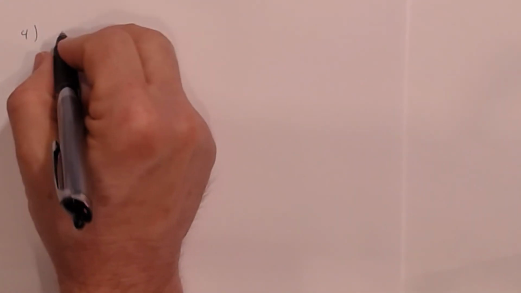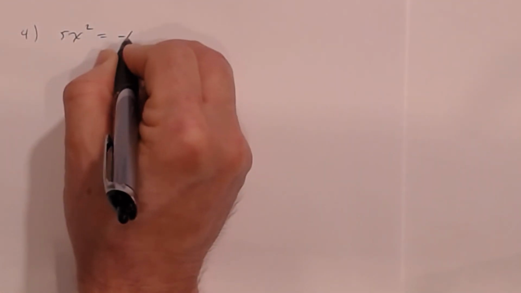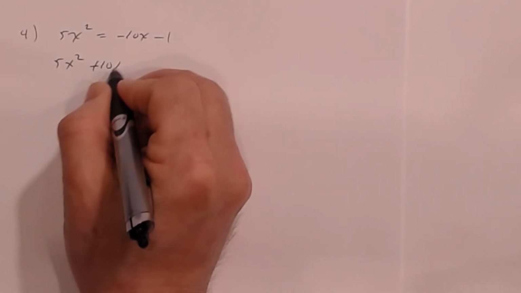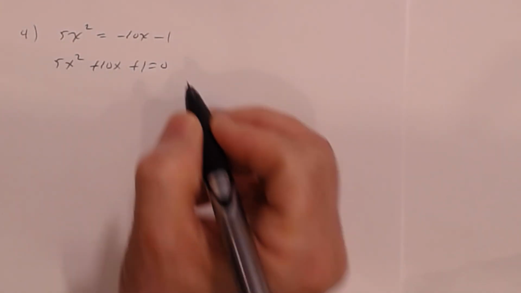All right, so let's see. We have this. All right, we have 5x squared equal negative 10x minus 1. All right, so let's put this in standard form. All right, so in standard form, I get 5x squared plus 10x plus 1 equals 0.